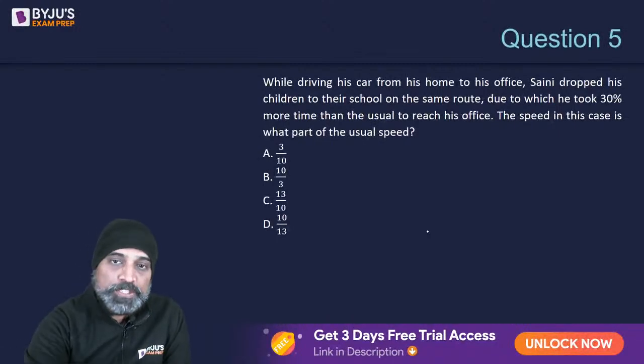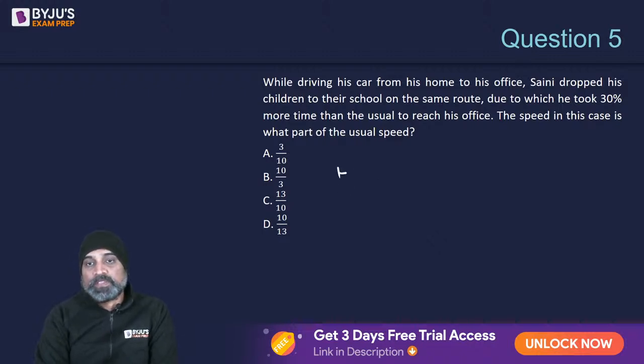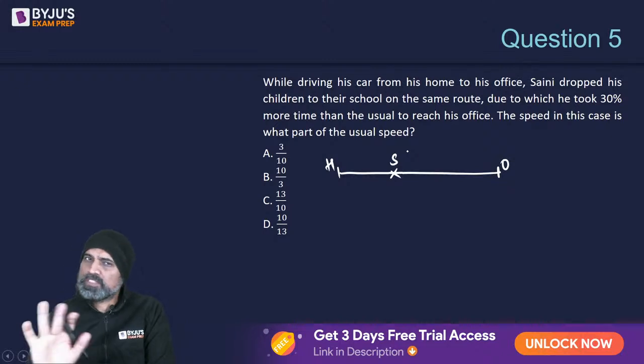Okay, the next one. While driving his car from his home to his office, Sani dropped his children to their school on the same route, due to which he took 30% more time than the usual to reach his office. The speed in this case is what part of the usual speed? So suppose this is the home and this is the office, and suppose this is where the school is. Where the school is, it doesn't matter.